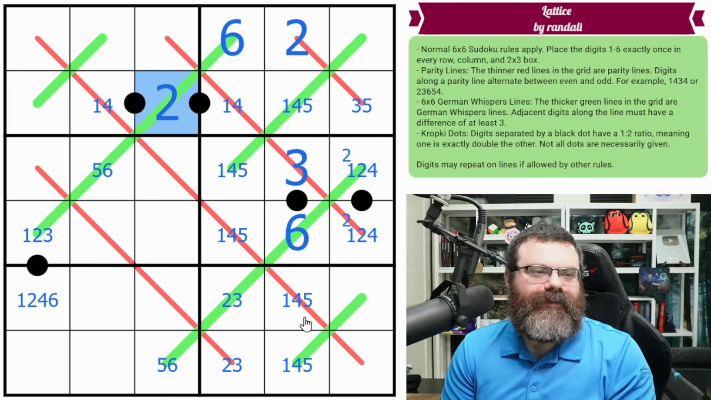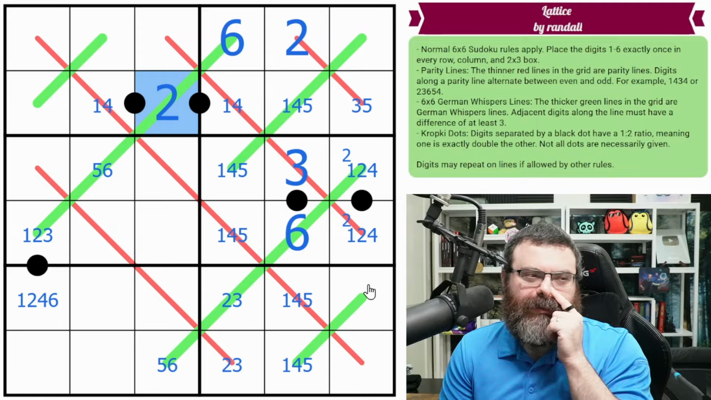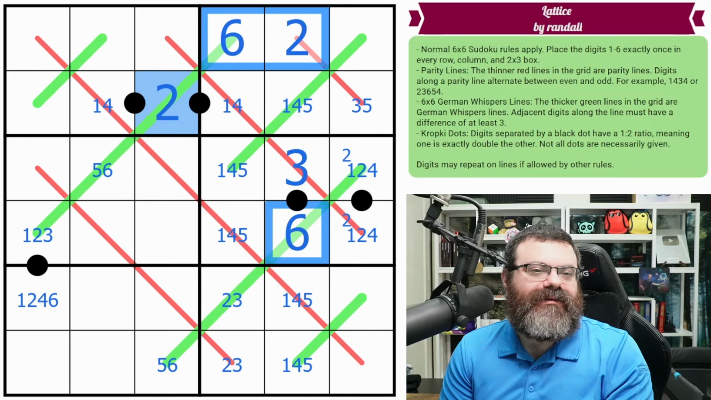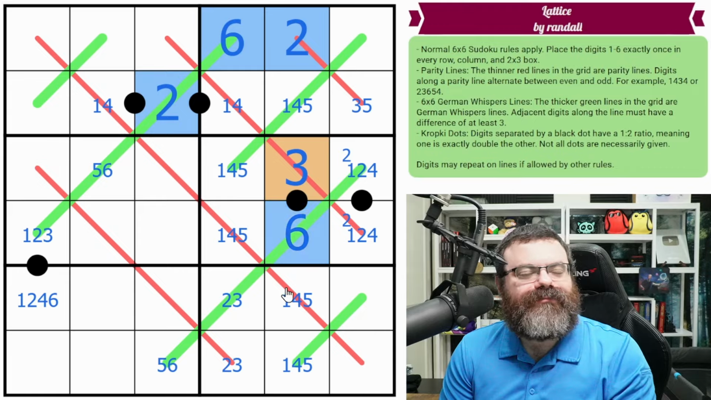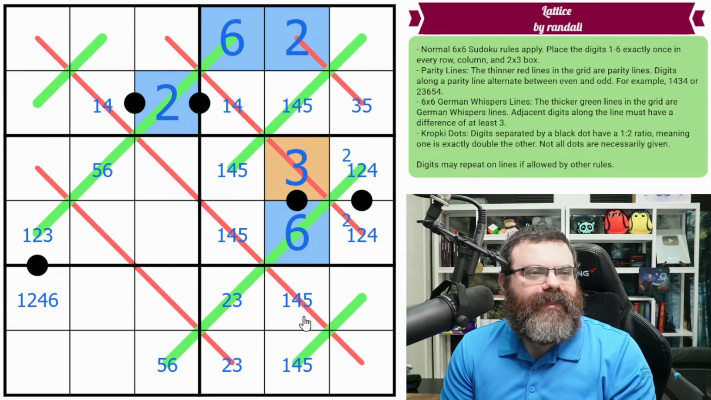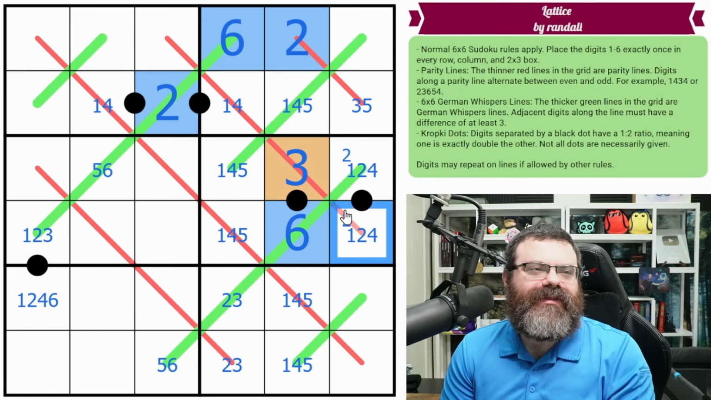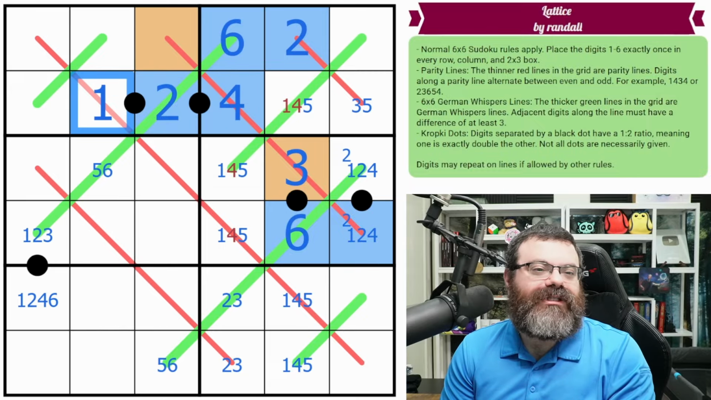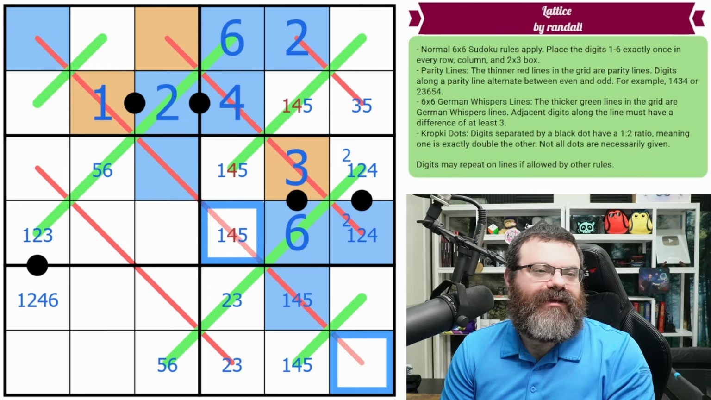Let's see. What can I say about any of this? The 2s are here. Let's do some coloring. These are blue, and this is orange. And that's on a parity line, right? So these 2 are even, and this one's odd. So in order for this to be even, it has to be 4. So that's the 4, that's the 1, which is odd. So before I forget, we'll make these even and then these odd.